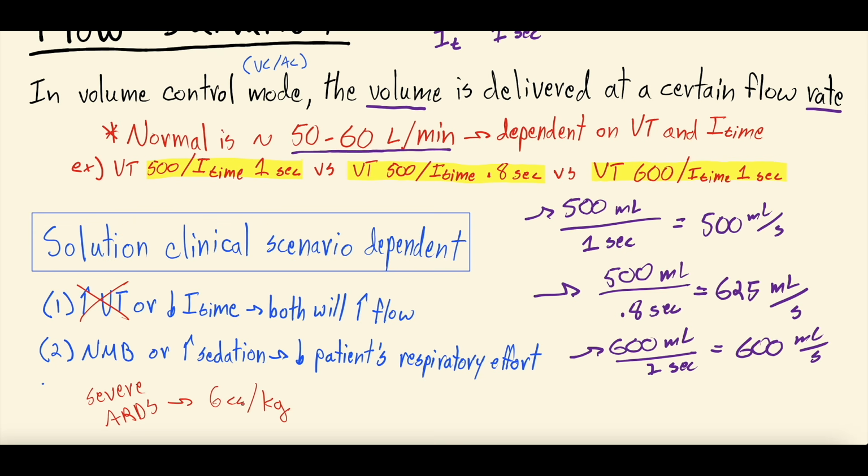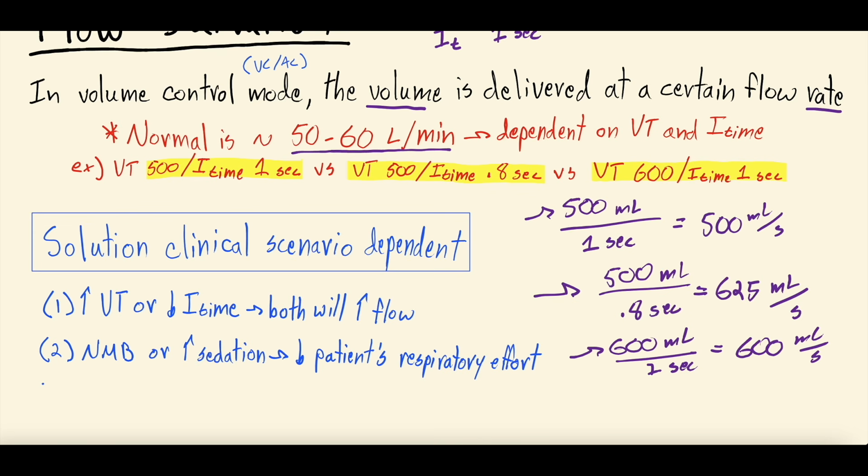Well, you can consider then increasing their sedation or even doing neuromuscular blockade, paralytic, to decrease the patient's respiratory effort so that they no longer are inciting such an inspiratory effort that outpaces the flow that you're delivering the patient. And it really depends on the clinical scenario.